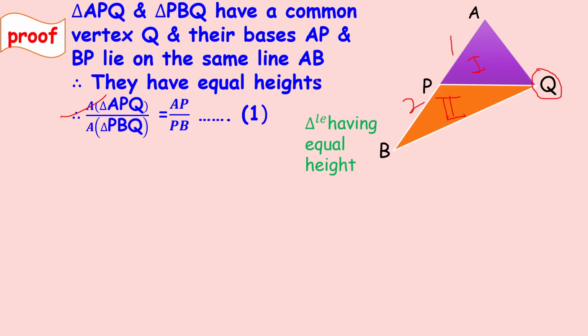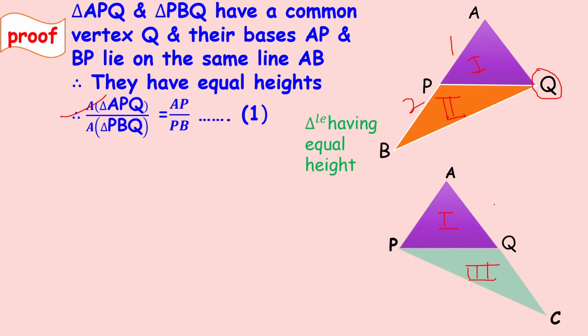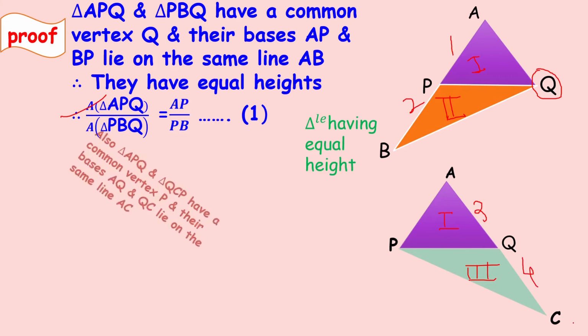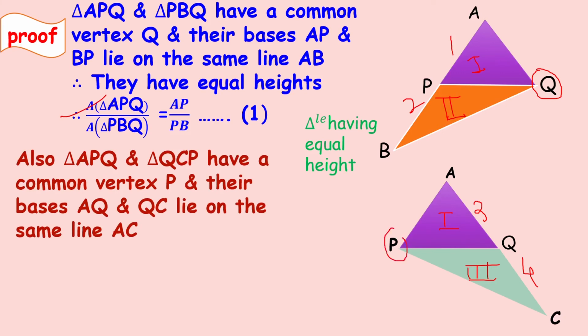We have to find out AQ upon QC. Therefore we take a triangle again, APQ, having a side AQ, and the third triangle we take is PQC with the side QC, and this side lies on the same line AC. These two triangles have a common vertex P, and base AQ and base QC lie on the same line AC. Therefore they have equal height.